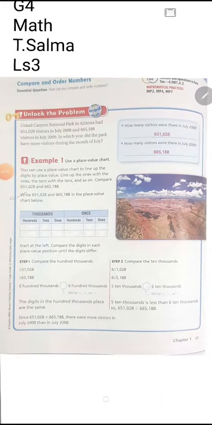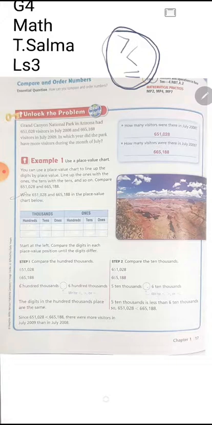I am teacher Selma, and today we will start the third lesson in chapter 1, how to compare and order numbers. So, you remember when we want to compare between two numbers, I use those symbols, bigger and smaller and equal. So those symbols, you will use it when you want to compare between two numbers. Okay, now in this lesson you will learn how to compare between numbers with thousands digit.